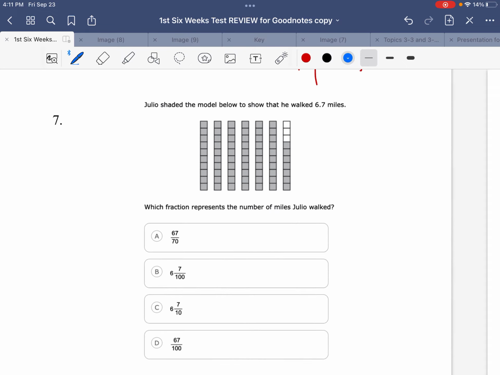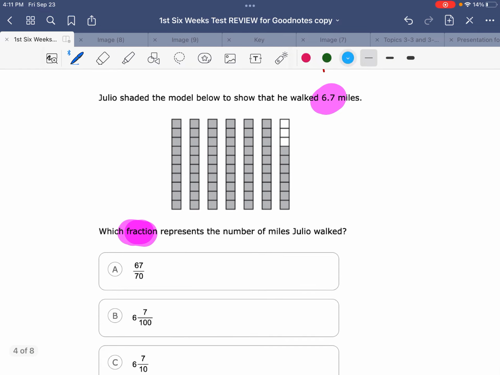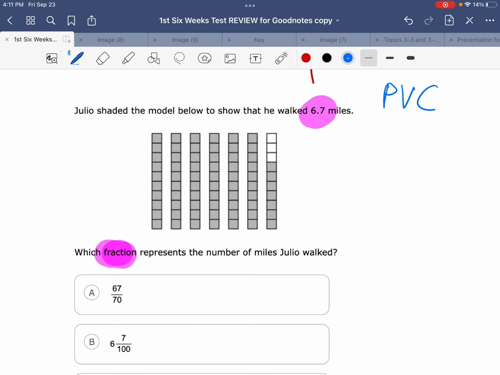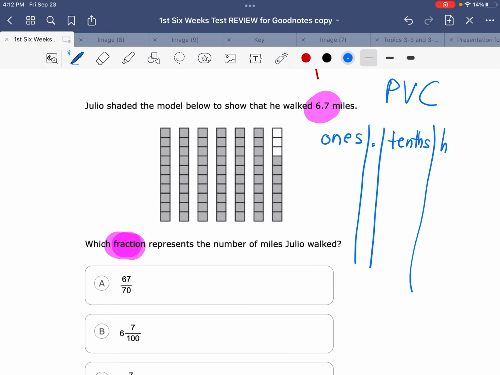Okay. Number 7 says, Julio shaded the model below to show that he walked 6.7 miles. Which fraction represents the number of miles Julio walked? So they're giving me a decimal. They want me to convert it to a fraction. So again, I'm going to do my PVC chart. I have my ones, decimal, tenths, and I have my hundredths.